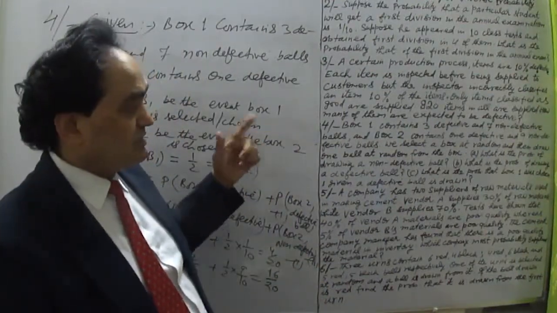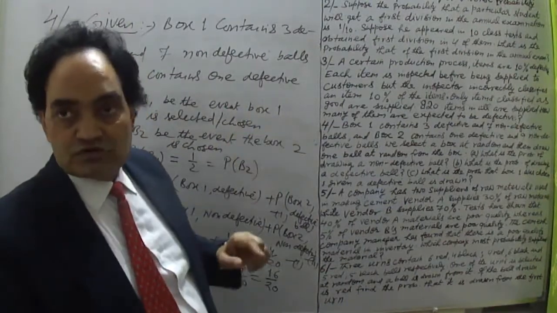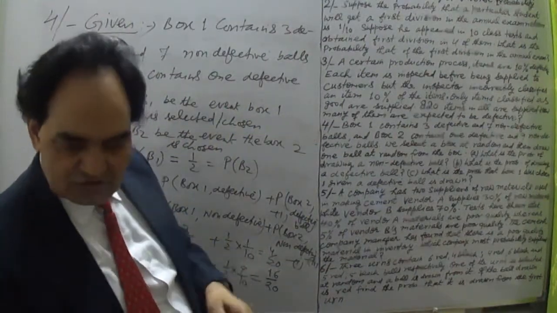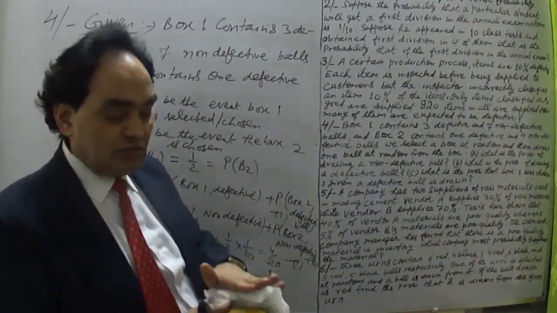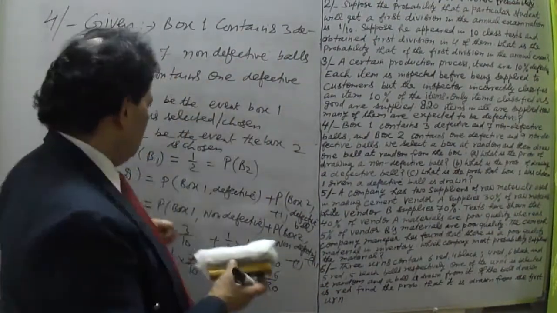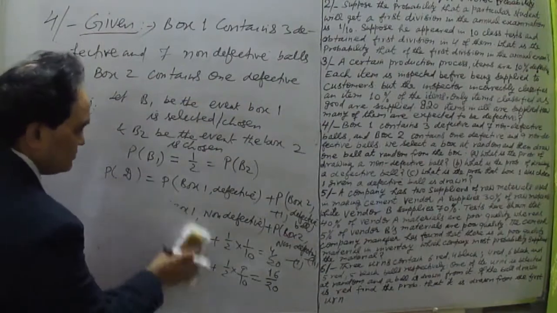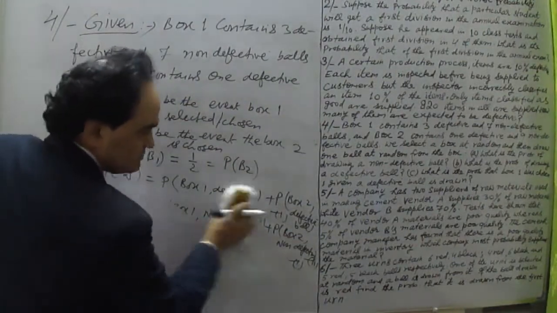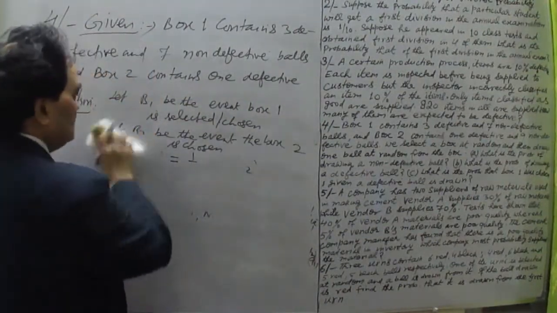In the numerator we will get one ball's probability. I mean the first box selected, and then the defective ball's probability is 3 upon 10, 3 upon 10 in the first box. So what is the probability? Let me find out this. These are two parts we have solved, A and B. Now what is part C here?